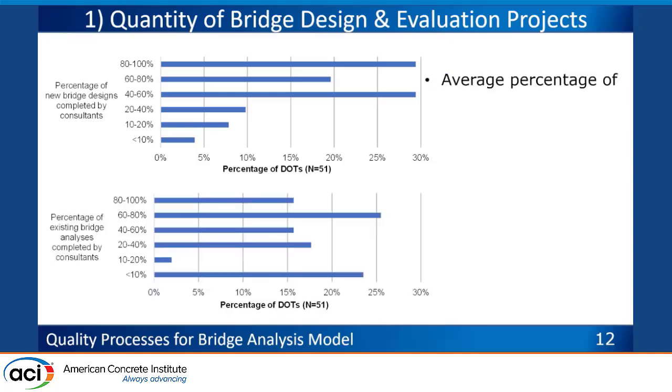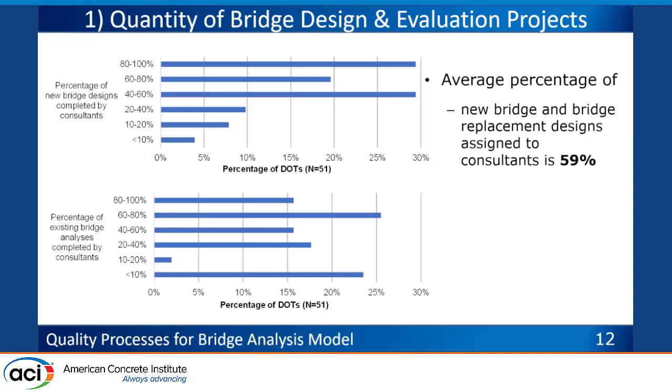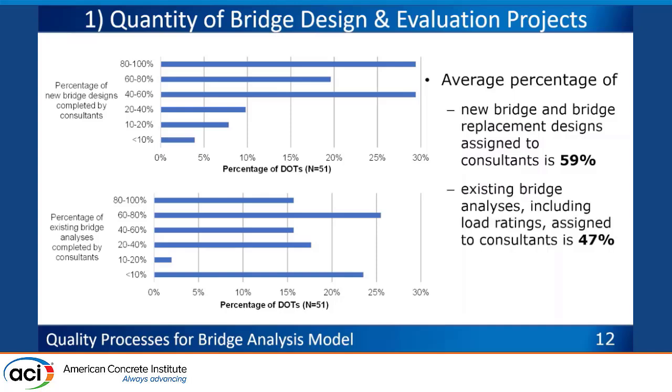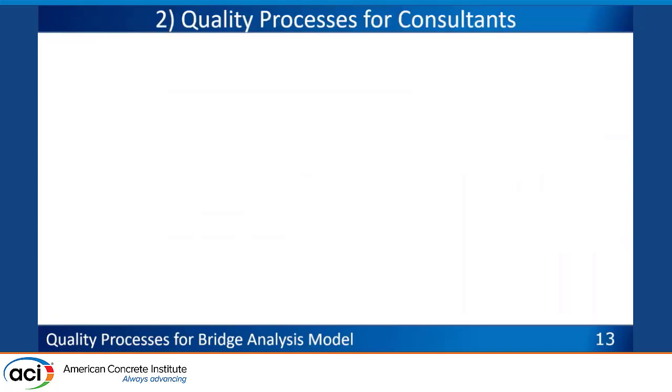Here what's important is the national percentage. So in terms of new bridges, almost 60% are designed by consultants. So DOTs are contracting out 60%, they only do 40% themselves. But in terms of load rating, in terms of existing bridges, DOTs are doing more, almost half or maybe a bit more than half, 53% done in-house versus 47% by consultants nationally.